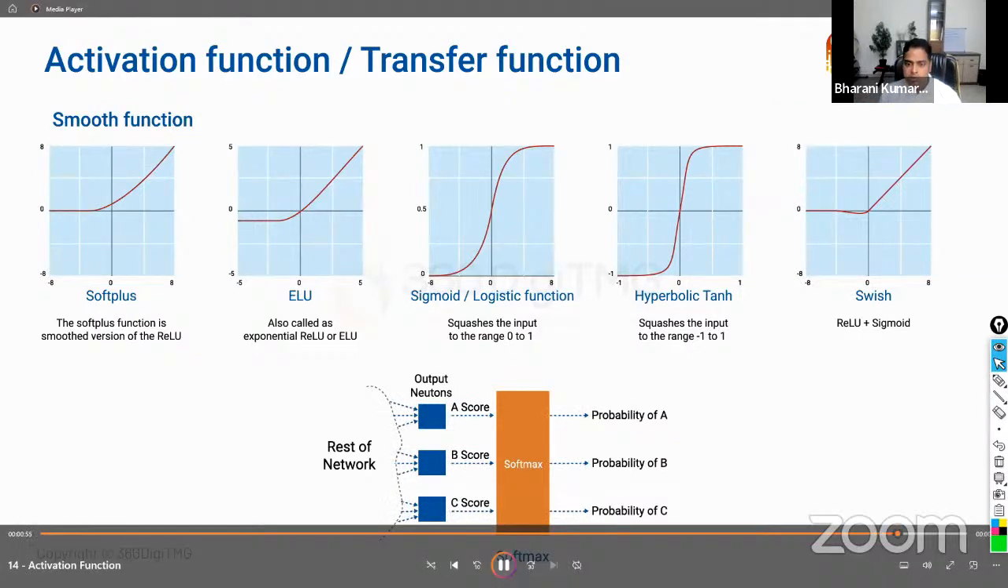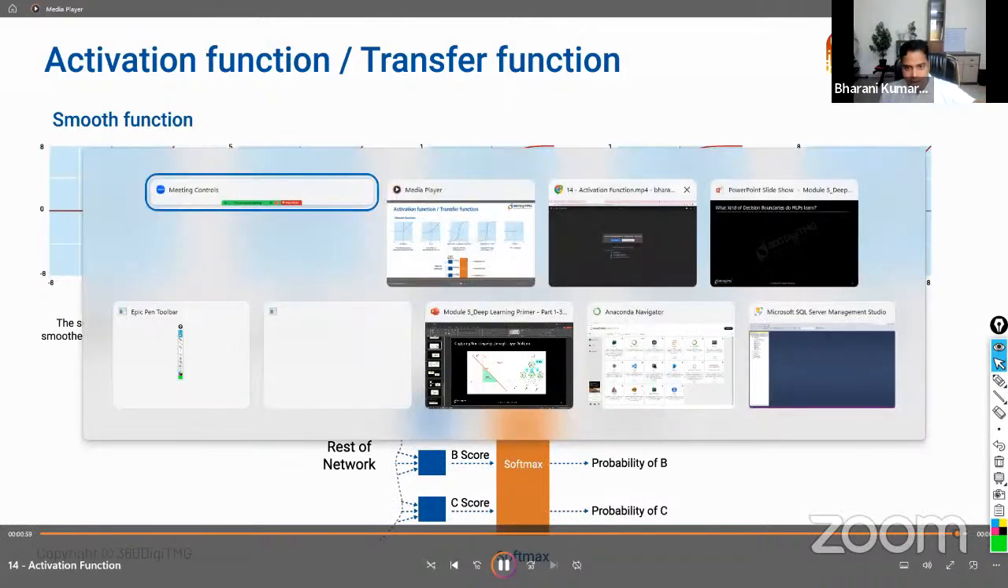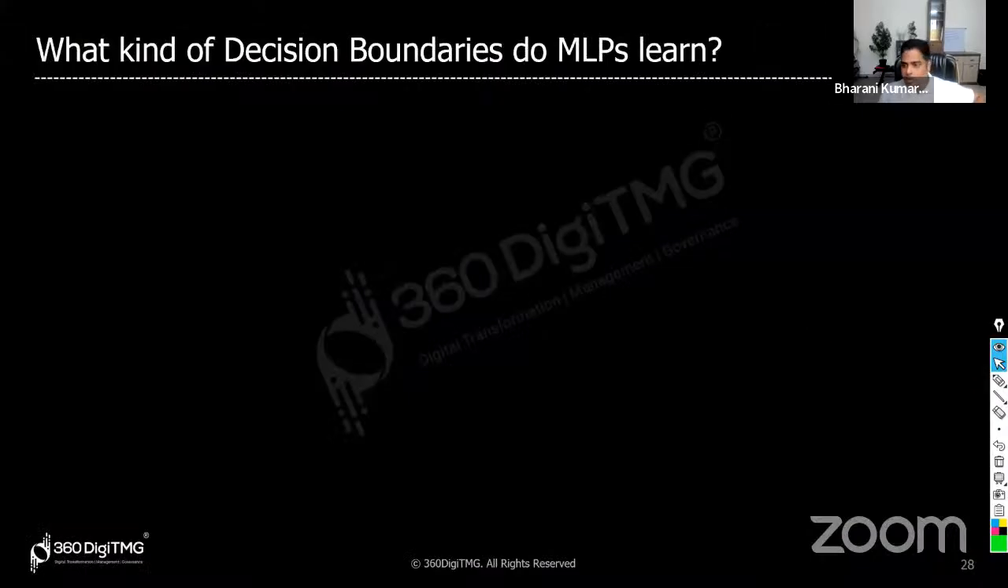So when it comes to softmax, I wish to talk more. Okay. And I would probably take another 5 minutes to quickly explain about this.